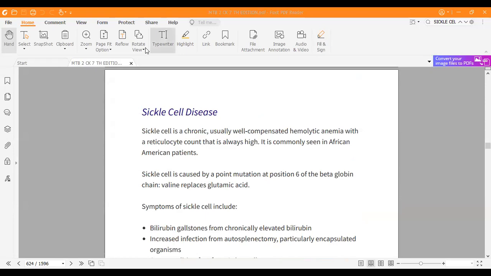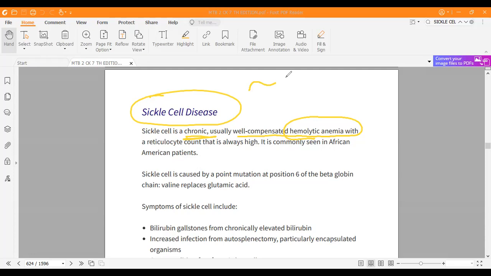So, in these things, the sickle cell disease here, what is sickle cell disease basically? Sickle cell disease is a chronic, usually well compensated hemolytic anemia. Why? Because there is a hemolysis, right?